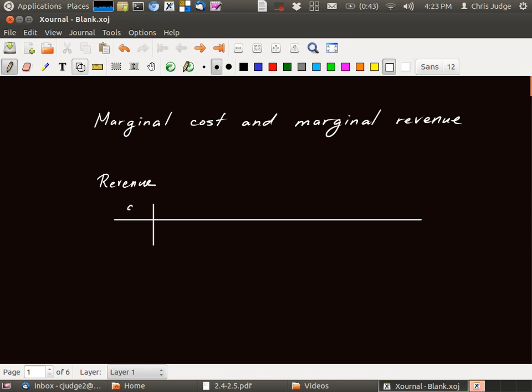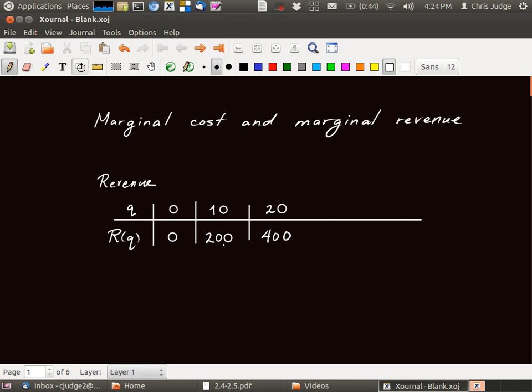I'm going to have Q be the quantity I produce, and then I'll have the revenue R of Q after selling Q units. Makes sense that if I don't sell anything, I don't make anything, so it makes sense to have Q = 0, R of Q is 0. And then maybe I sell 10 things, and I make $200. I sell 20, and I make $400.